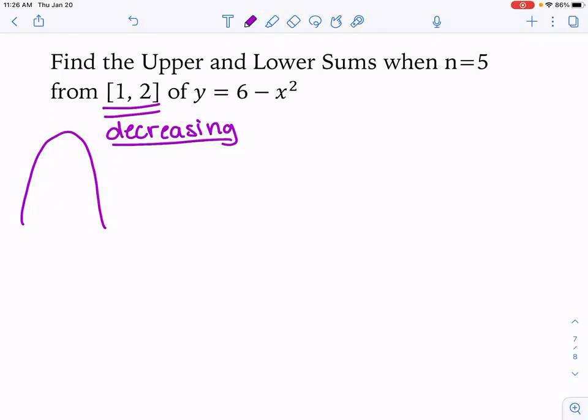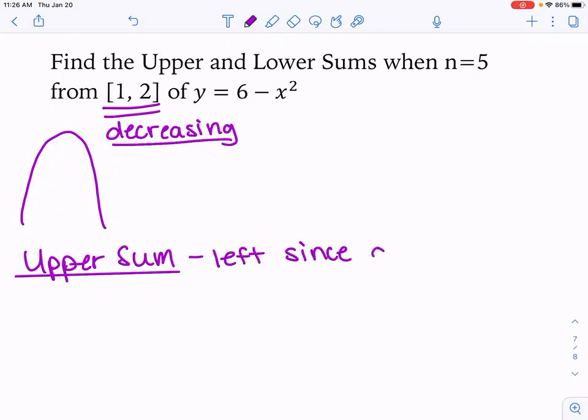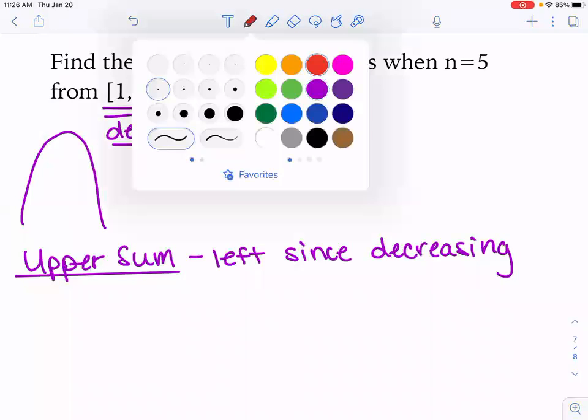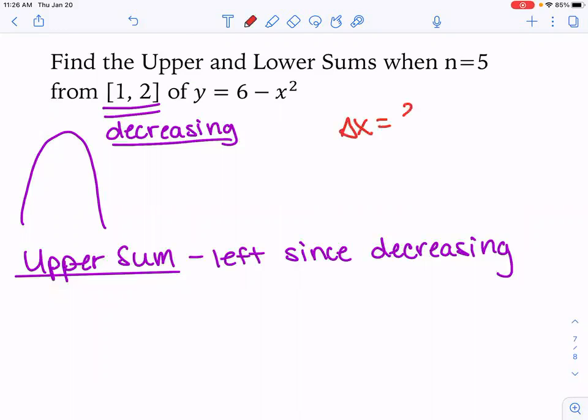Okay. So if we want our over approximation, we're going to find our upper sum first. If we want our over approximation, our curve is decreasing. Are we going to find the right or the left endpoints? So what we're going to do, we first need delta x. And delta x is b minus a over n. 1/5. Cool.